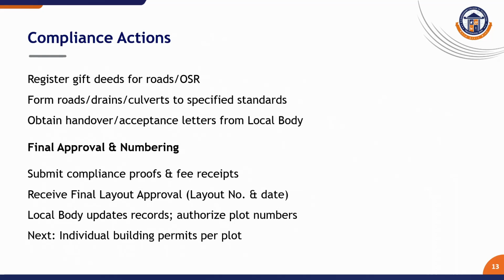To move from provisional to final approval, the applicant must complete these compliance actions. This involves physical formation of the roads, drains, and culverts to the specified standard, and handing over acceptance letters. For the final approval, once the compliance proofs and fee receipts are submitted to the DTCP, the final layout approval is granted.